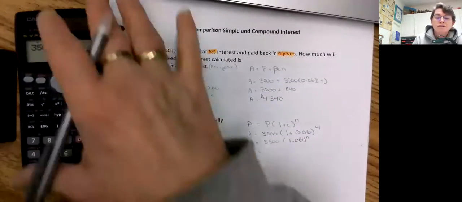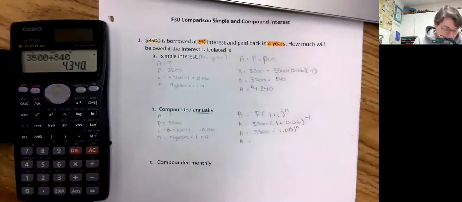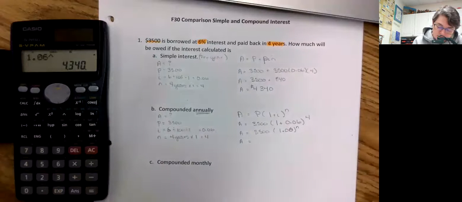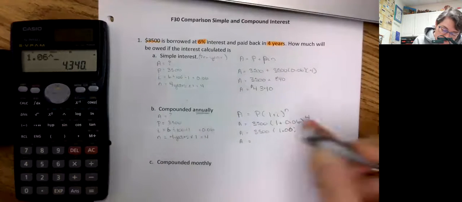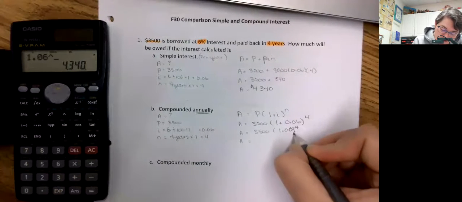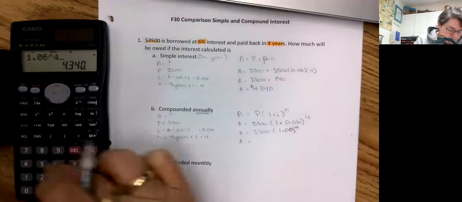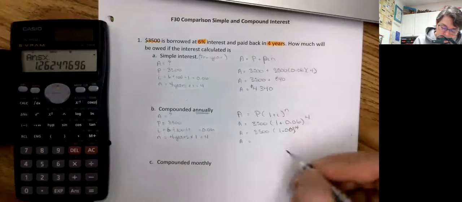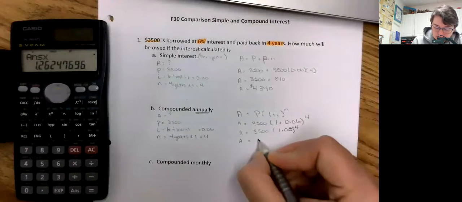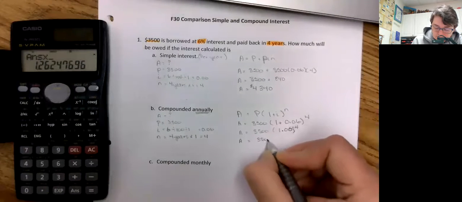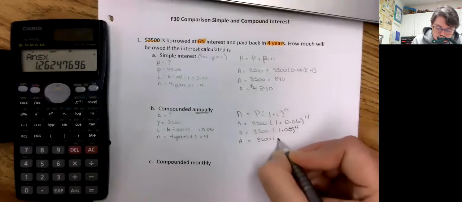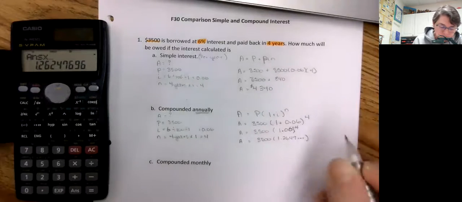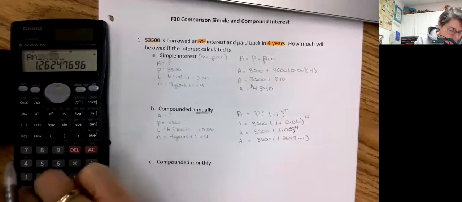Put that where it's supposed to sit. Just going to get my workspace set up again. 1.06 to, whoopsies. I know that's 4. It's not an N. To the 4 times 3,500.